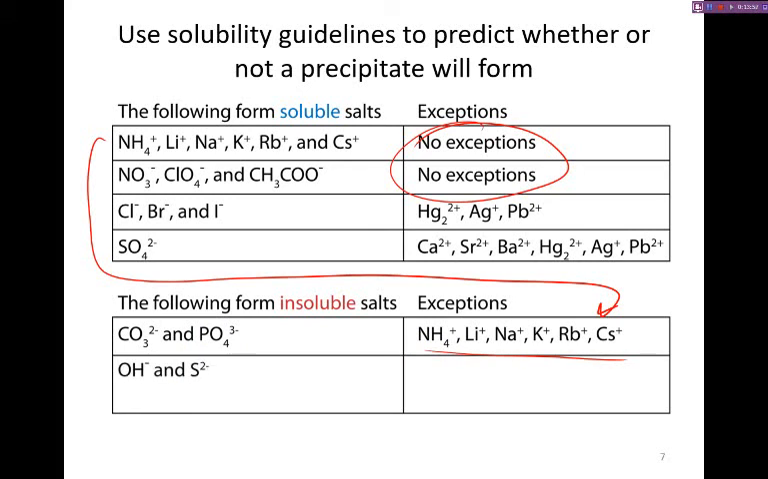And then we have hydroxides and sulfides. And those are generally insoluble with the exception of the alkali metals and some of the alkaline earth metals. And so again, what soluble means is that it's going to be aqueous in the end. Insoluble means that it's going to form a precipitate in the end. So let's try a problem.